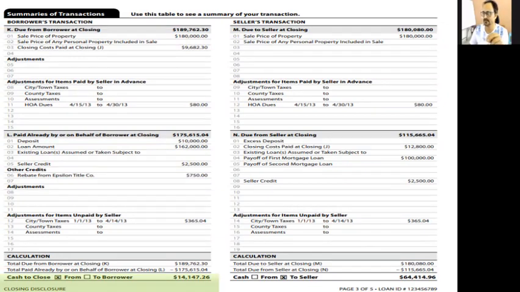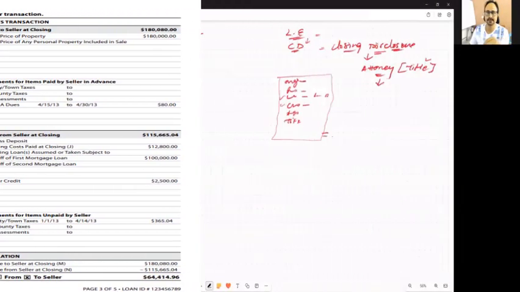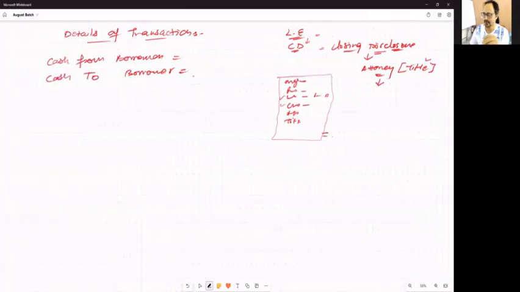Sometimes there could be some fees which could be paid in advance. Sometimes we might ask the borrower to pay for the credit report, sometimes to pay for the appraisal. So they are going to pay it in advance, and that will be written as paid by borrower, so that will not be counted in the closing. This is how all the transaction fees will be written here.